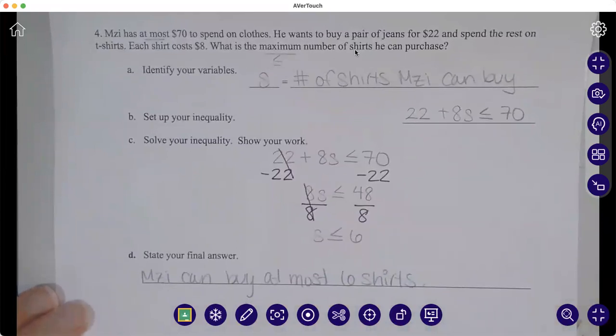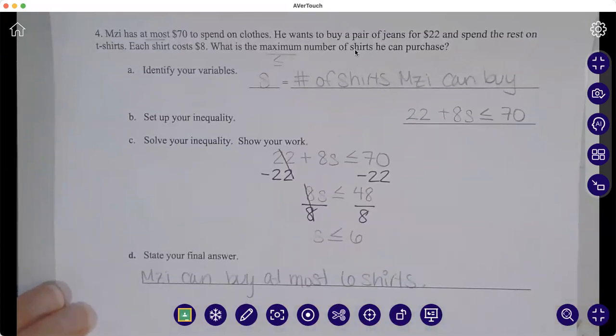Okay. That concludes our notes on real-world applications using inequalities. Good luck on your assignment. Ask questions when necessary.